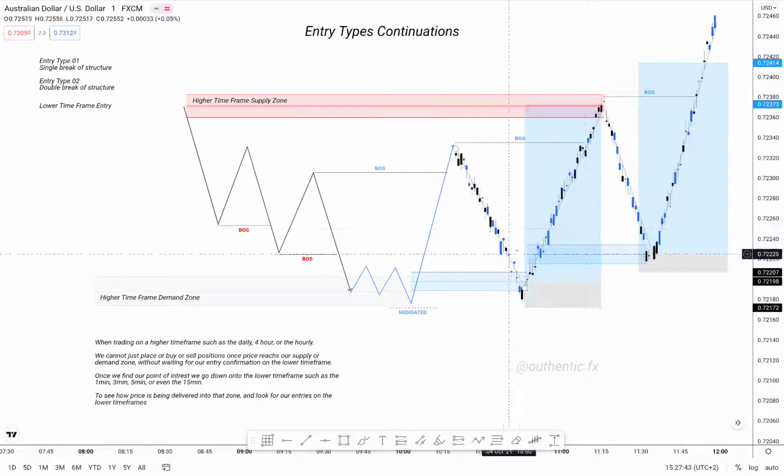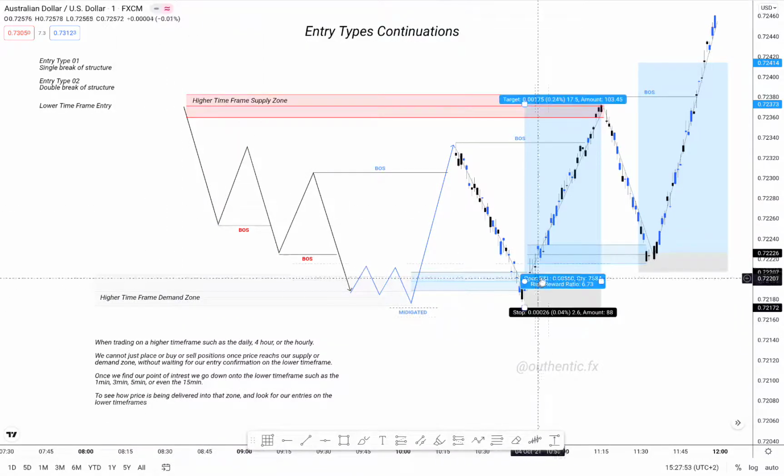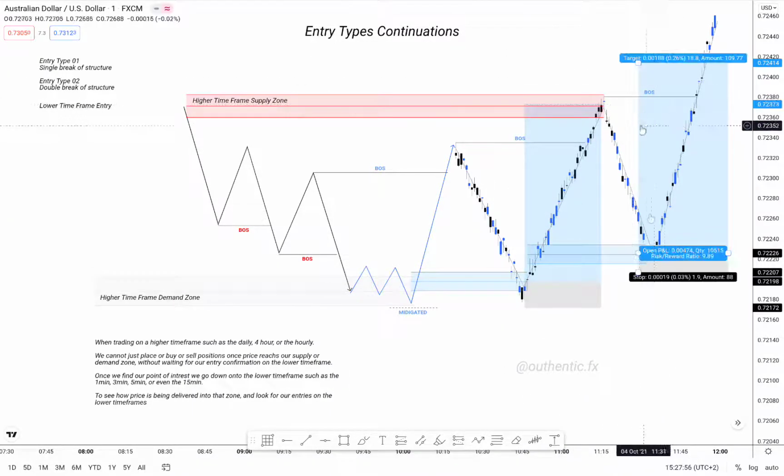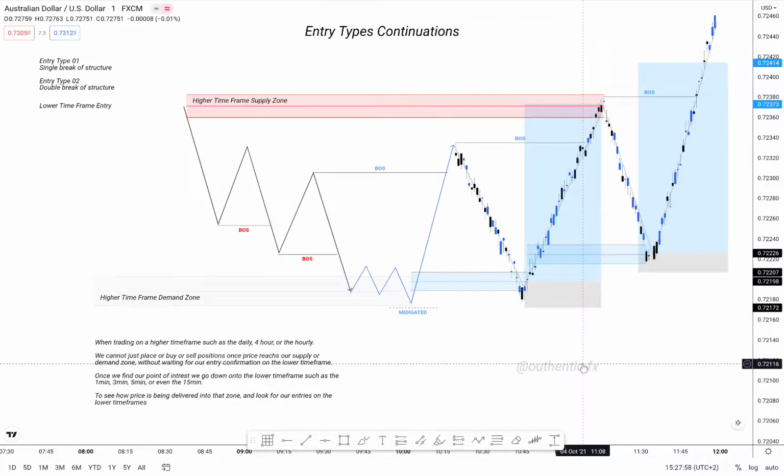We'll usually find this on the lower time frame, such as the 1 minute, 2 minute, 3 minute, 5 minute, 15 minute. Once price enters our higher time frame demand zone, we trade into that supply, and then supply will be broken on the second or third break of structure, creating that bullish push to the upside. When we're trading on the higher time frames, such as the daily, H4 and 1 hour, we can't just place buy and sell positions once price reaches our supply and demand zones without any confirmation, guys.